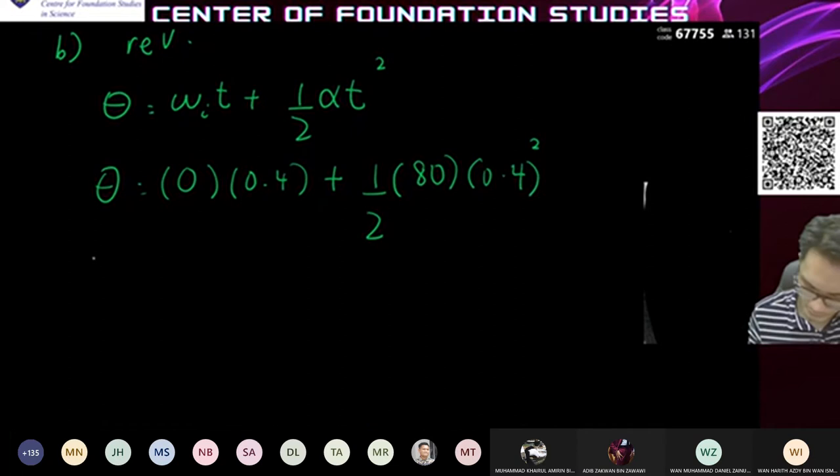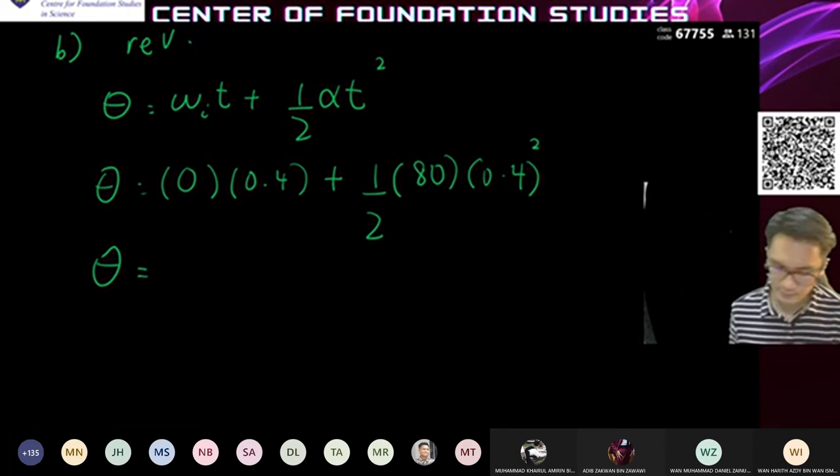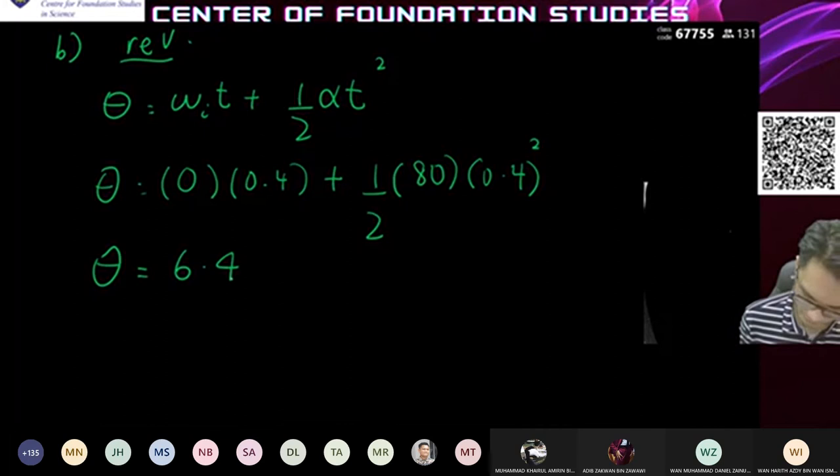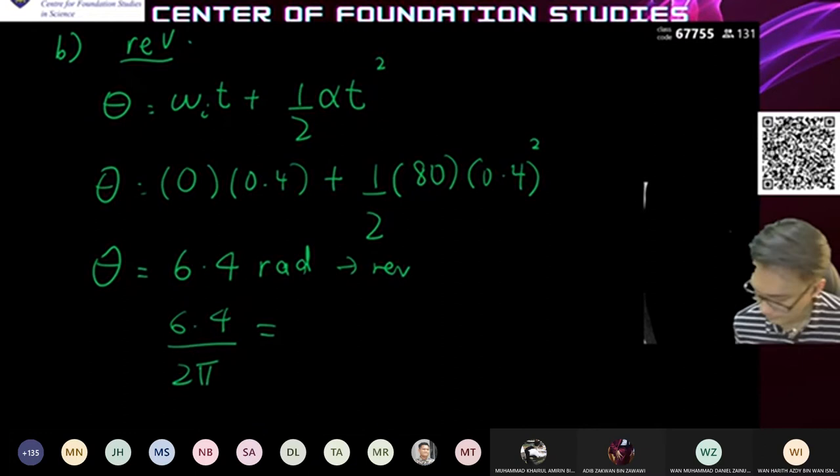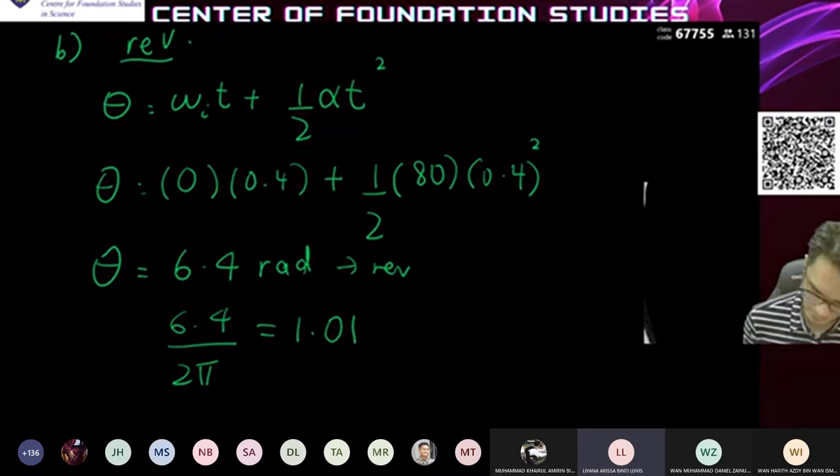can you help calculate, what is the angular displacement? 6.4, unit is? Rad. Good. Okay, radian. So how to convert radian to revolution? The question asked for revolution. Divide by 2 pi. So 6.4 divided by 2 pi. Then we get 1.01, or it is equal to 1 revolution.